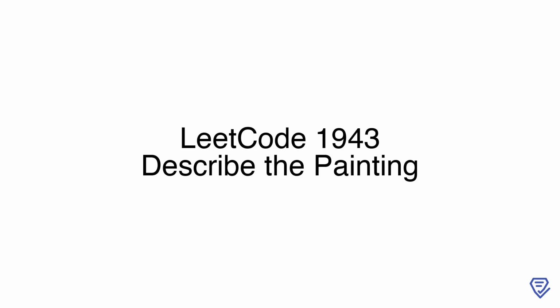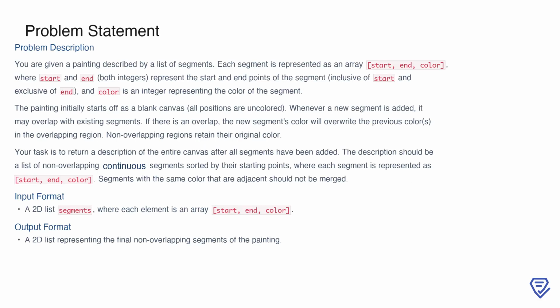Let's dive right in. In this problem, you're tasked with describing a painting that is built using a series of segments. Each segment is represented as an array containing three values: the starting point, the ending point, and the color of the segment. The start point is inclusive, meaning the segment starts at this position, while the end point is exclusive, meaning the segment stops just before this position.